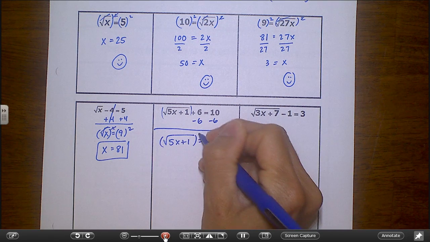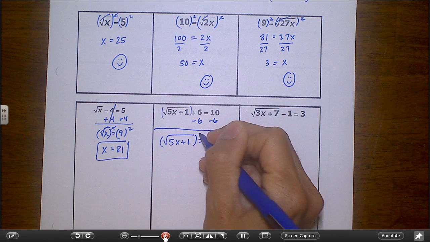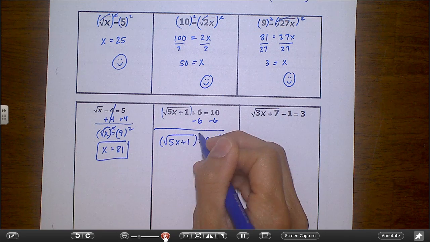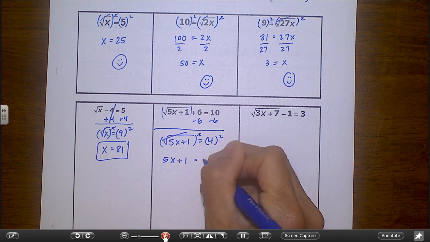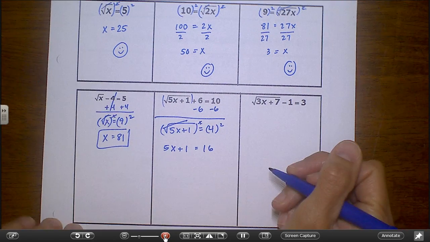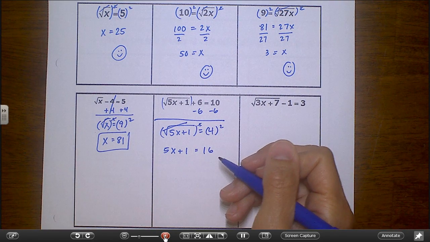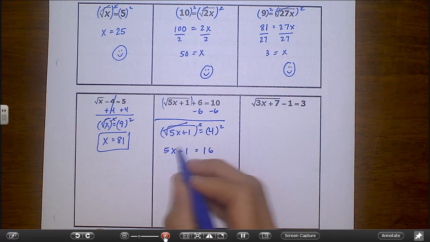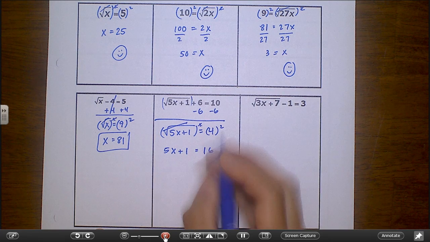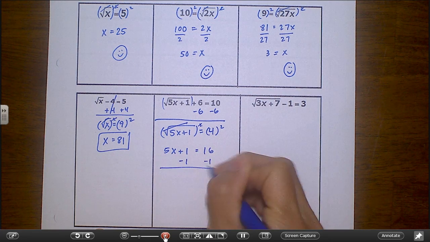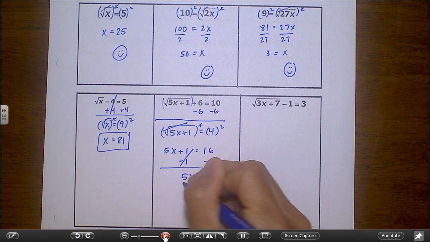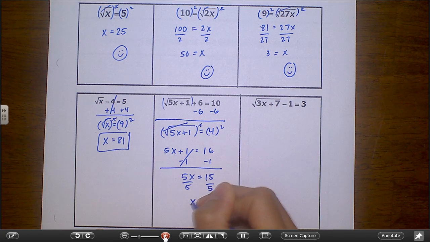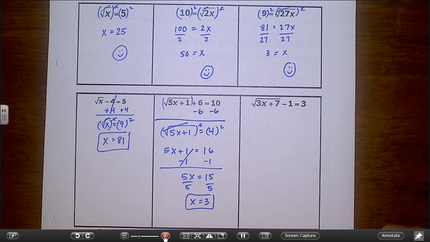Now I'm going to square both sides. So the square root of 5x plus 1 squared leaves 5x plus 1. 4 squared is 16. And now again, I solve this just like I would a regular two-step equation. I have a plus 1 and I have a multiply by 5. So I get rid of the 1 first. I get 5x equals 15. Divide both sides by 5. And I get x equals 3.